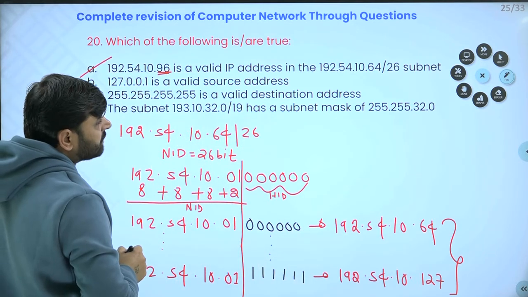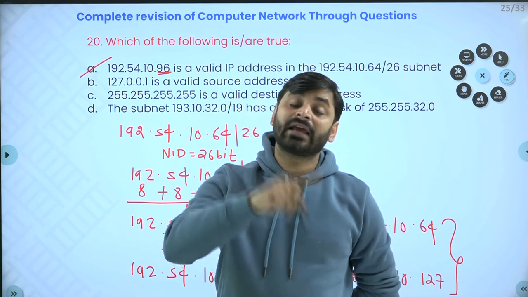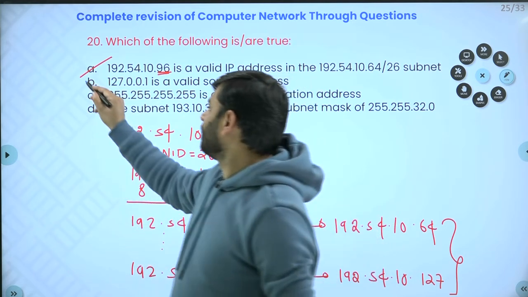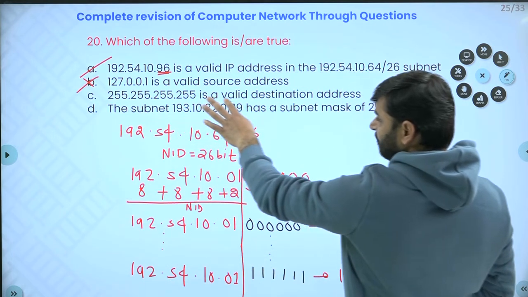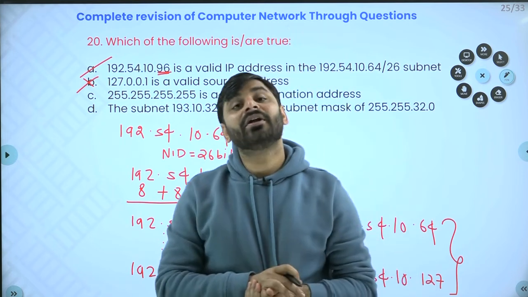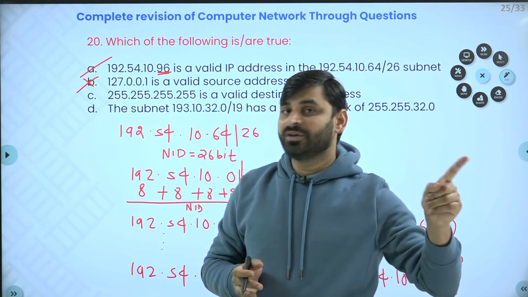127.0.0.1 is a valid source address. No. 127 is used for loopback addressing. 127 can be used only as a destination address. It cannot be used as a source address. Right, wrong. 255 is a valid destination address. Yes, because this represents the limited broadcast address and it can be only the destination address. It cannot be the source address.